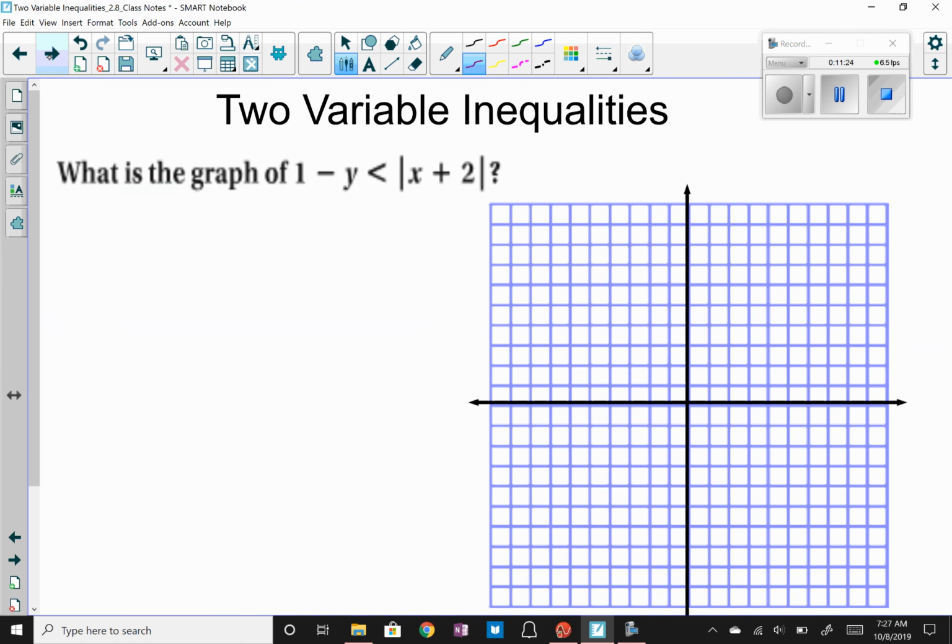Okay, so here we have an inequality in two variables, but it's absolute value. So let's take a look at how we need to do this one. They give us 1 minus y is less than the absolute value of x plus 2. We need to get y isolated here. So the first step, let's just write this here. I've got to get this 1 over to the other side, so I'll subtract 1 on both sides.